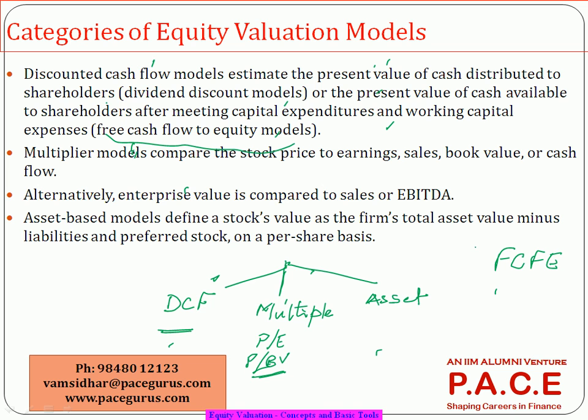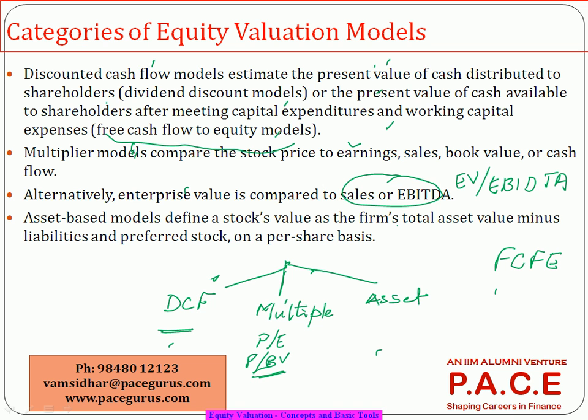And when it comes to multiple based models, we have already discussed P by E, P by BV, P by sales, P by book value, or nowadays even people are using enterprise value by EBITDA. We'll talk about the enterprise value and all. So these are the various kinds of formulas that are being used on a ratio comparison basis, right? So P by E, I'll compare company X's P by E with company Y's P by E. If P by E is higher, I may say that that company is overvalued compared to company Y. So such kinds of valuation models can be derived.